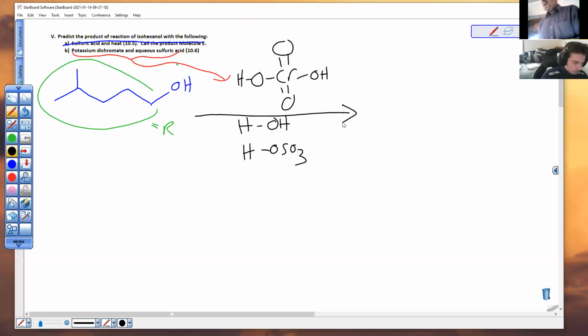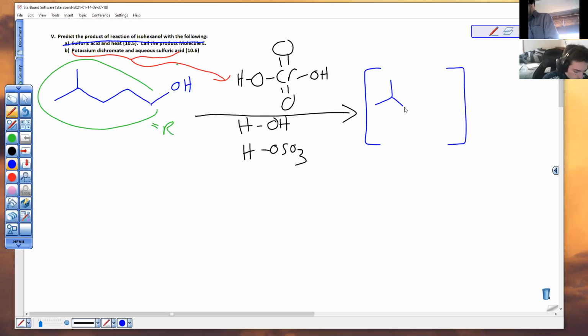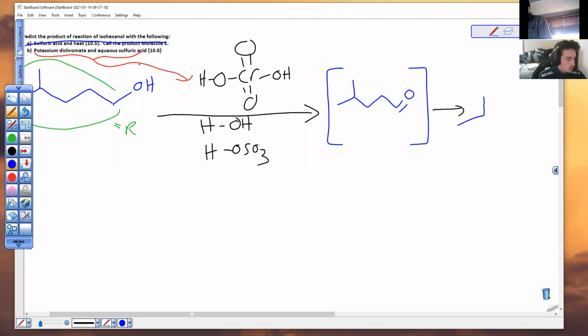And this one, we're gonna make a carboxylic acid because there's two oxidations. Part of our mechanism is going to get us to this intermediate, which is an aldehyde. You can't stop here unless you used PCC instead. And that continues to yield our final product, which is isohexanoic acid. So that's the answer for B.